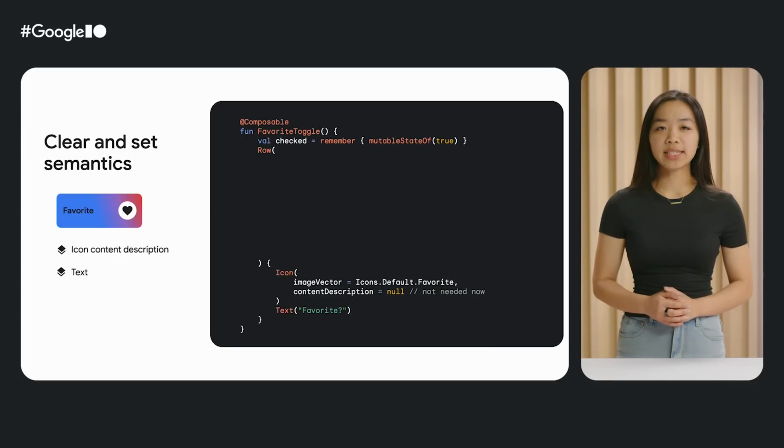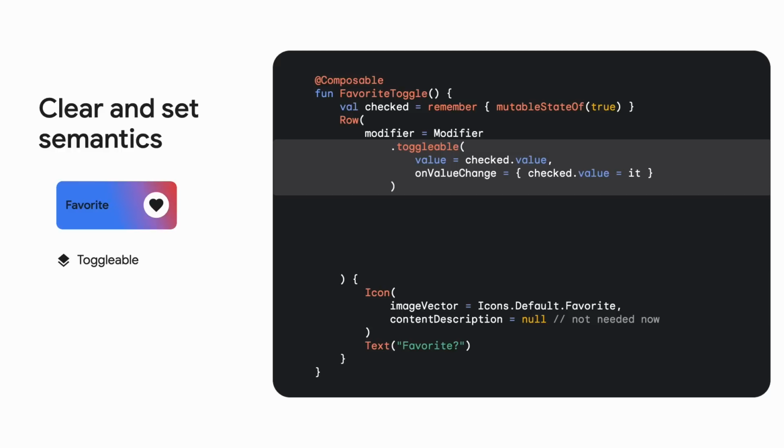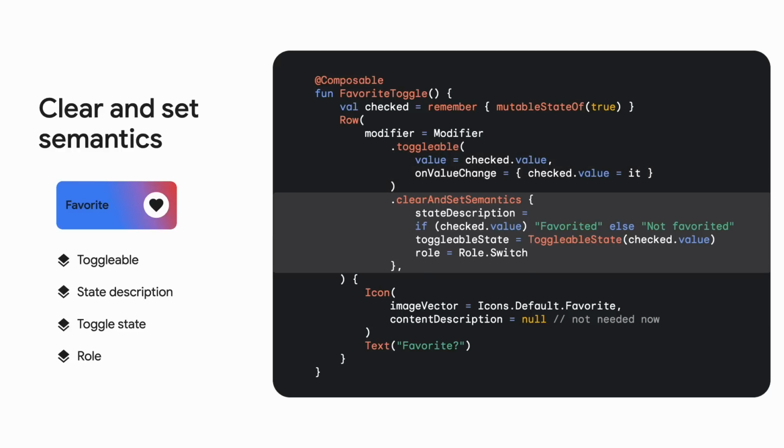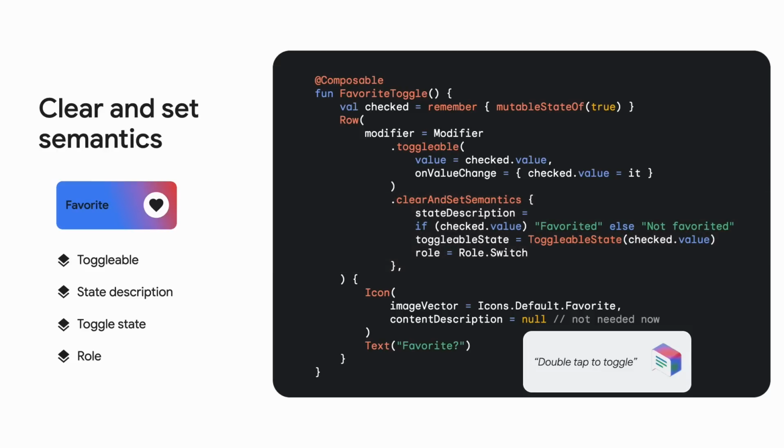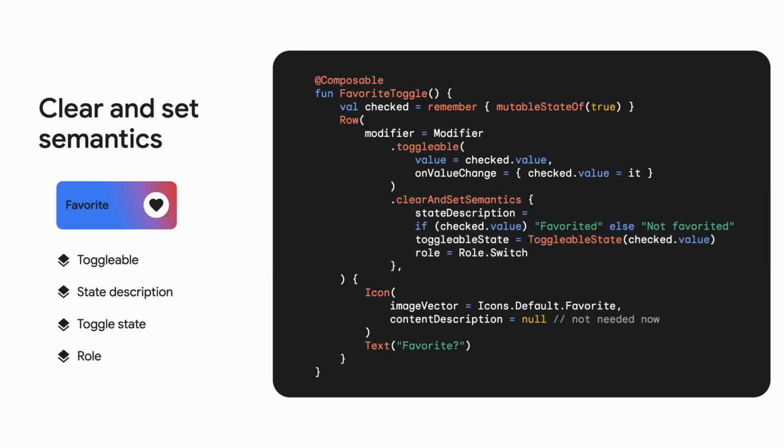Although the icon and text have some semantic information, together they do not indicate that this component is a toggleable. Merging alone is not sufficient, since we must also set the toggle ability, as well as role and state semantics, so that component status and associated action may be available. For example, TalkBack would announce double tap to toggle rather than double tap to activate. By clearing the original semantics and setting new, more descriptive ones, accessibility services can now see that this is a toggleable component that can alternate state.